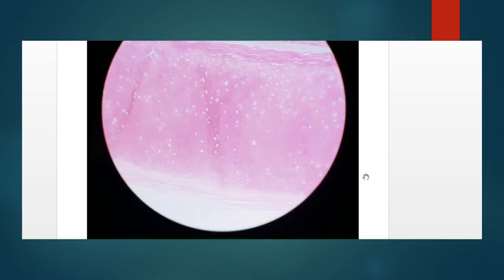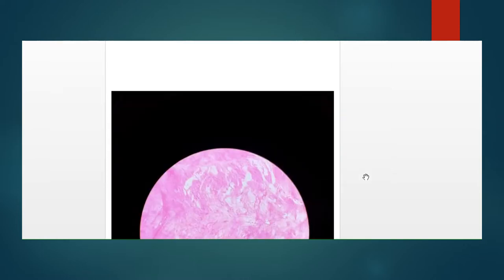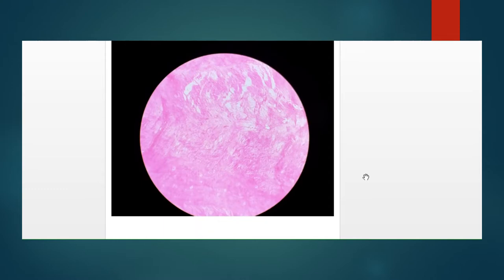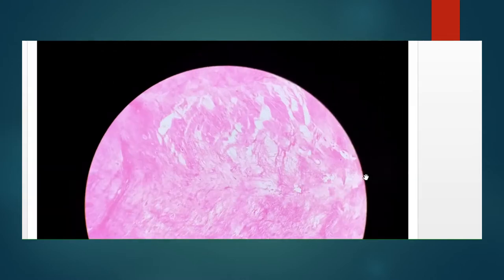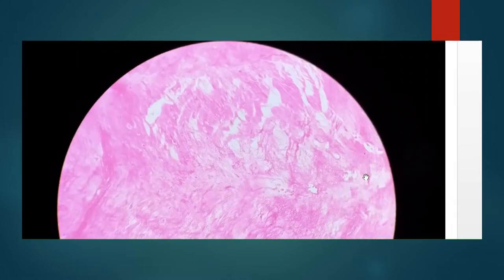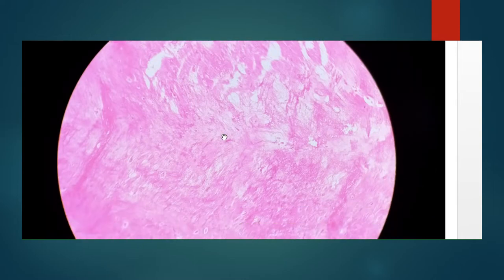Now let us see the next slide. This is also hyaline cartilage, the same as the slide I showed you. Now coming to another slide, let us see that. What is this slide? Now I have made it a little bigger. Now try to see here.